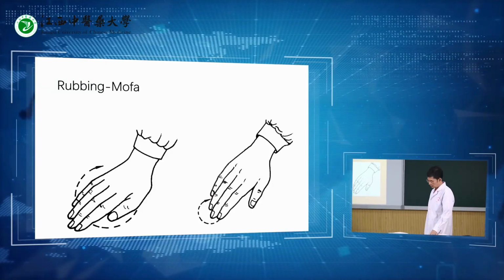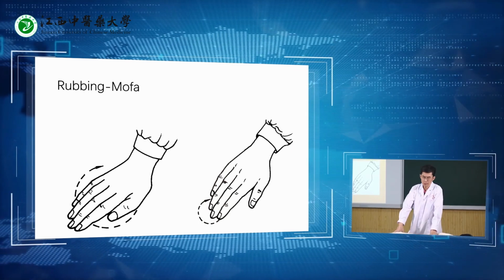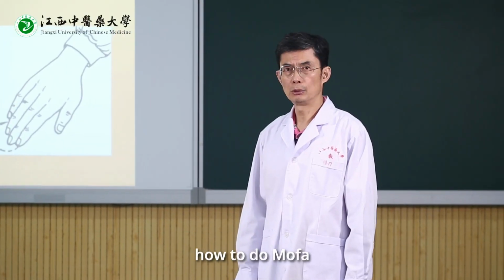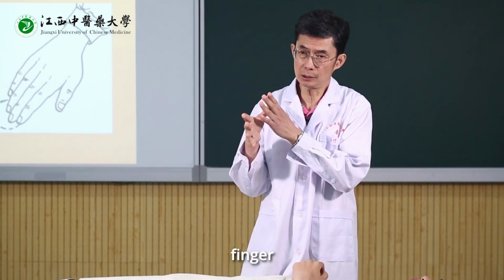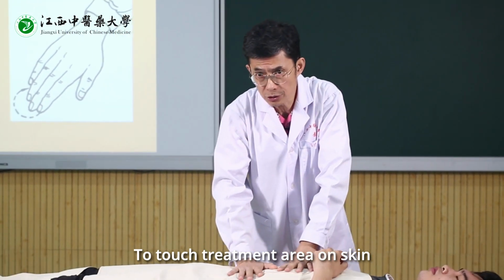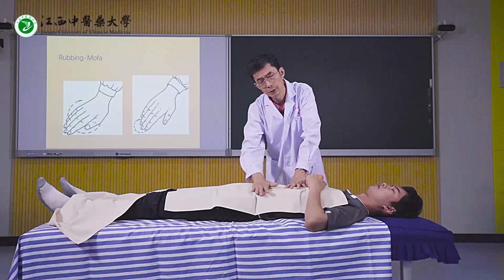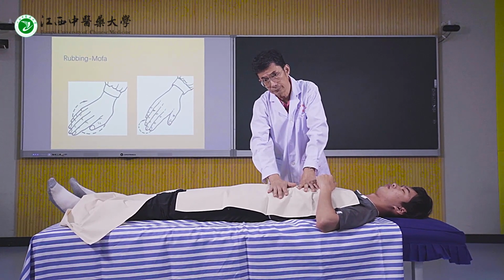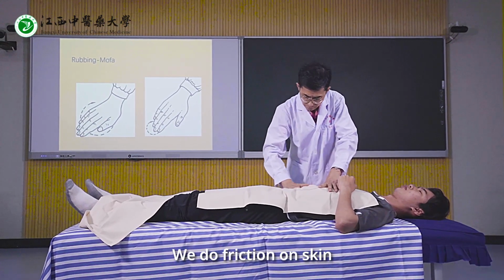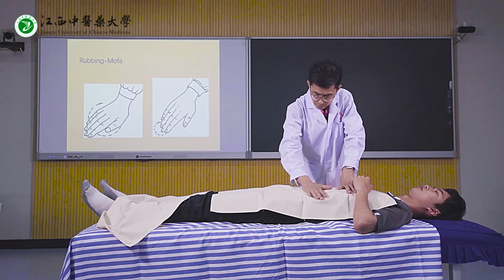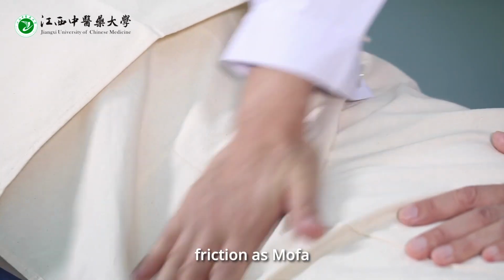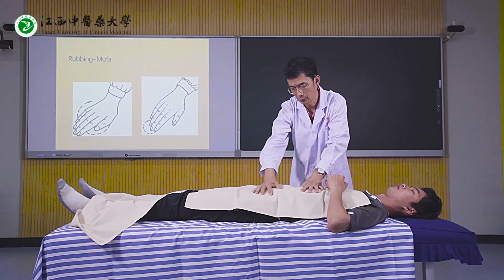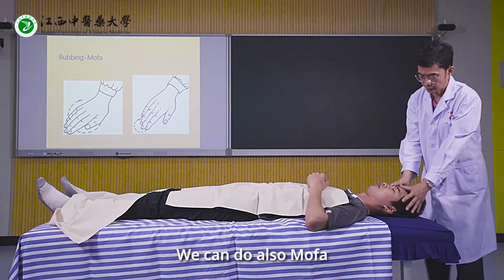And 摩法. The other name of 推拿 is 按摩. 按法 I mentioned just now, and now I introduce 摩法. How to do 摩法? 摩 with palm, finger, etc. to touch the treatment area on skin and do friction. It's different from 揉法. 揉法 does friction under skin, movement under skin, so for 摩法 on skin we do friction on skin. For example, 摩法 with palm on abdomen, friction, that is 摩法, other direction, or with finger. See, 摩法, or on face we can also do 摩法.